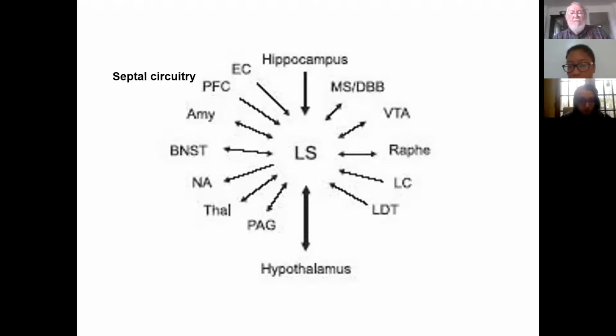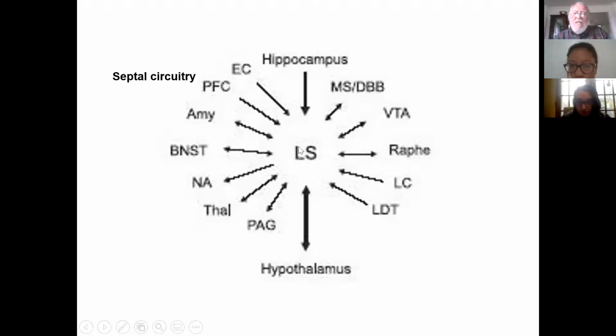Yet, what I'm telling you to look at is all of the inputs. The hippocampus, the medial septum, the VTA, the raphe, the locus coeruleus, the lateral dorsal tegmentum, the PAG, the thalamus, the bed nucleus of the stria terminalis, the amygdala, the prefrontal cortex, and the entorhinal cortex all provide input into the lateral septum, along with the hippocampus.